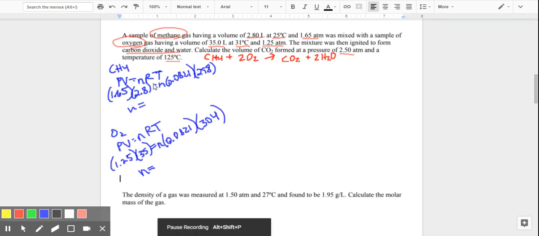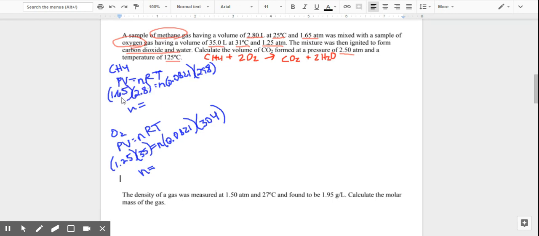All right, so when I work PV = nRT, I plugged in all of my information for methane. So 1.6 atm, 2.8 liters, n is what we're solving for, my R value, and 298, which is 25 plus 273. When I solve for n here, I end up getting 0.189 moles of methane.